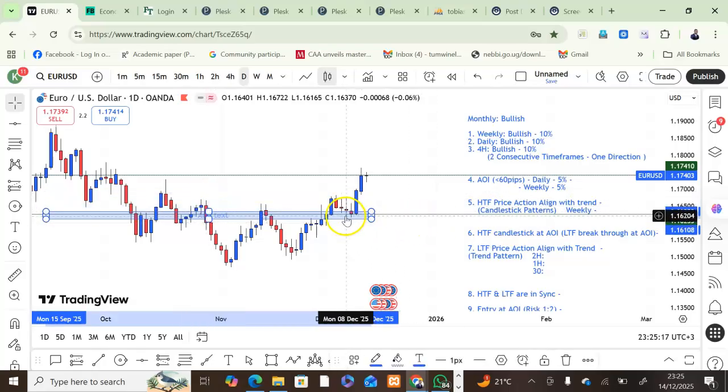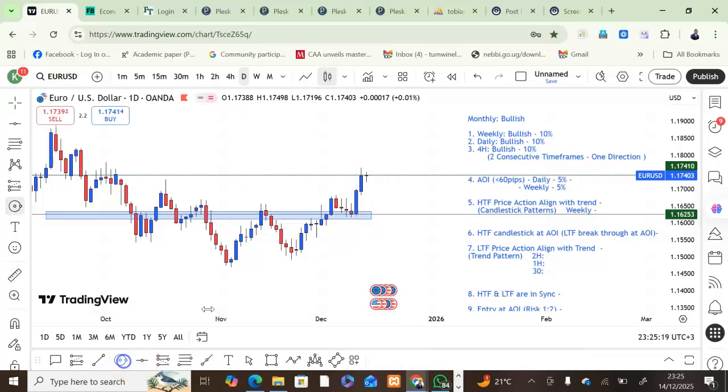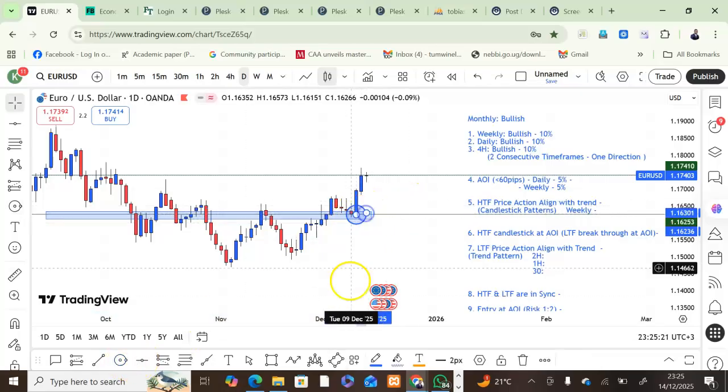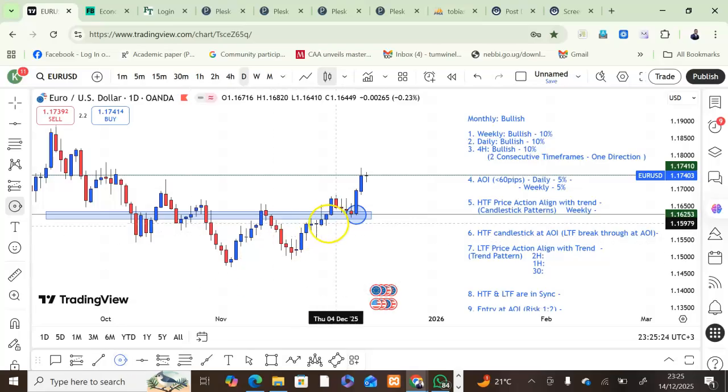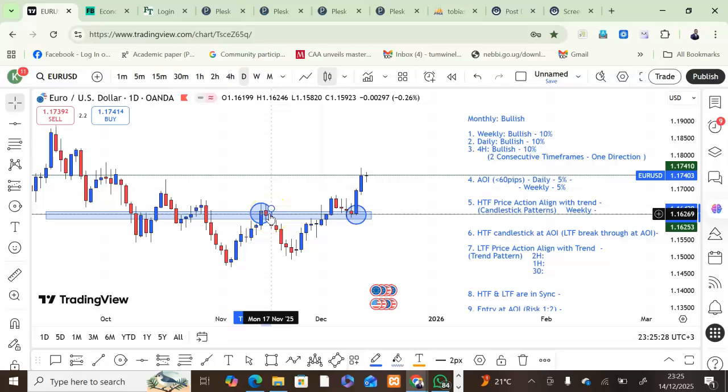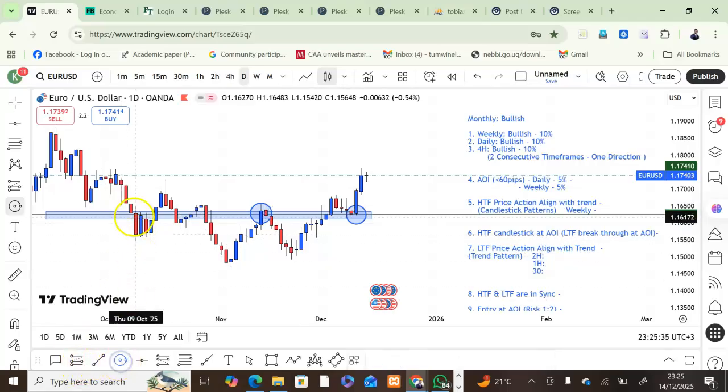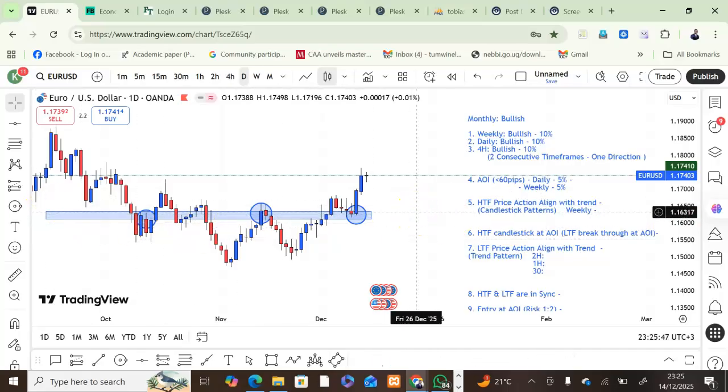Down here, you can see this is one touch. The second touch is here. Remember, we are looking at where the bodies touch the support level, and then we are looking at another one. We are looking at this, the third one. Let's see. Yeah, those are 3. So that's our bid, that's our support.